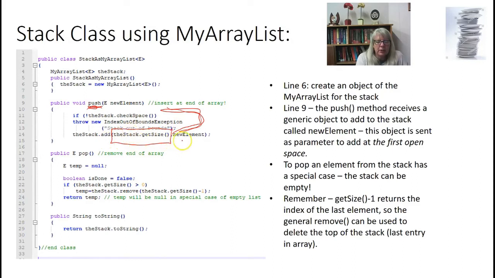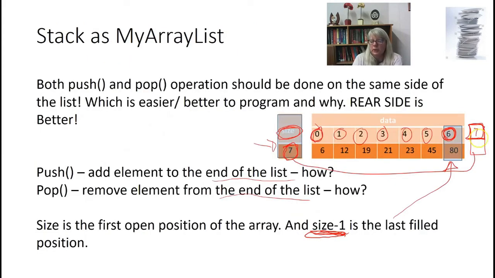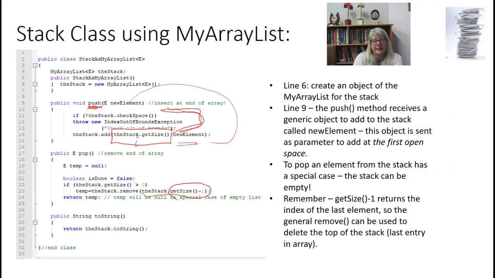and then what should be the index? Remember, add has two parameters: a new element, which comes from the parameter, and the index. What should be the index? The index of the first open element is the size, so I get size for that. This is explained on the previous slide if you are not listening. Okay, to remove it, I also have to give an index, and I get size minus 1. Why size minus 1? Because the size is 7 and the last one is 6.